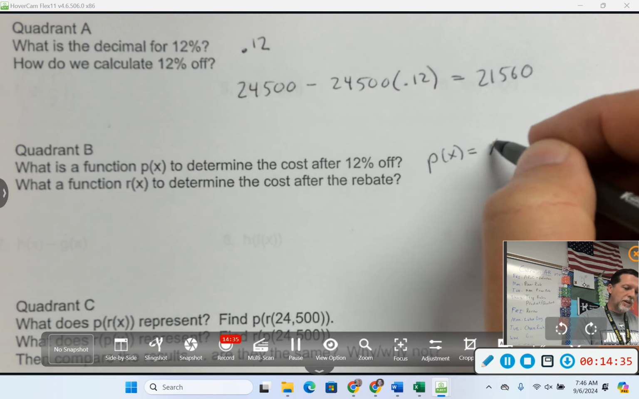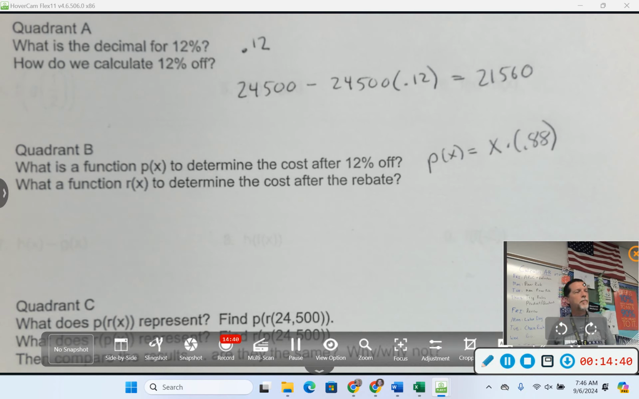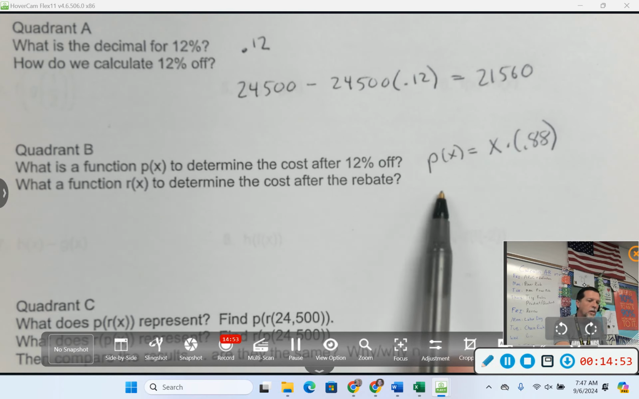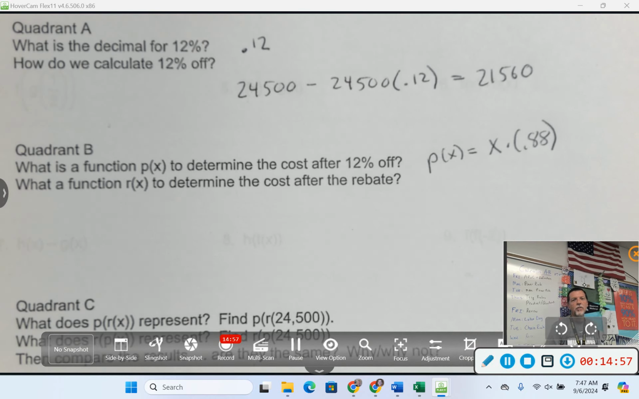Yeah, one way would be to just say x times 0.88. That would be the easiest way to do it. So p of x is x times 0.88, because p calculates the new cost after 12% off. P tells you the new cost after you've taken 12% off.